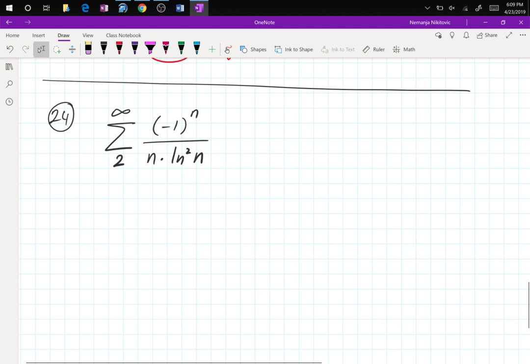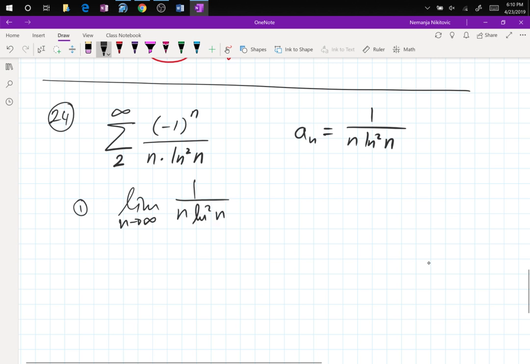Are you ready? You look at this problem and you see that ln squared and lock the doors. What do we do? Well, the first order of business is to get the AN, right? And the AN is everything except the alternating term, so 1 over n ln squared n. And we have to check our two conditions. Condition number 1 is to show that the limit is 0. So the limit as n goes to infinity of 1 over n ln squared n.